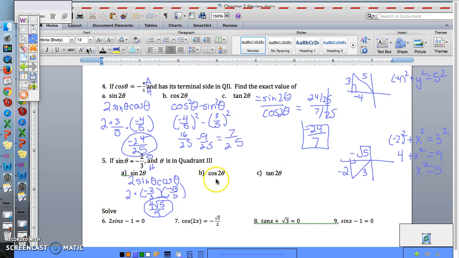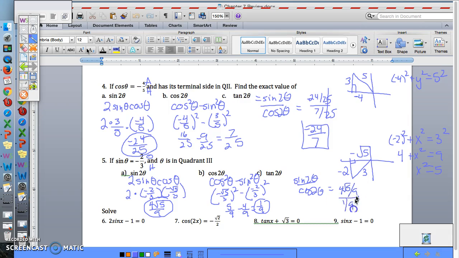And then we have the cosine of 2 theta. So again, that was cosine squared minus sine squared. So our cosine, negative root 5 over 3 squared, minus our sine, opposite over hypotenuse, squared. So if we square this, we have 5/9 minus 4/9. So that equals 1/9. And then the tangent again, that is the sine over the cosine of 2 theta. So that would be 4 root 5 over 9 divided by 1/9. So that is just 4 times the square root of 5.